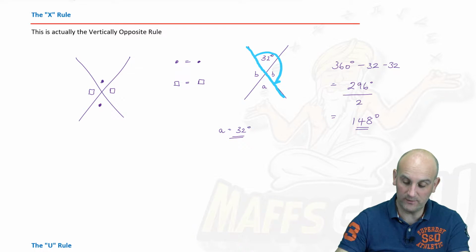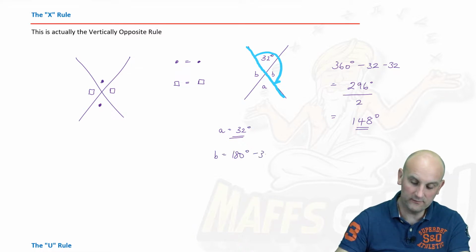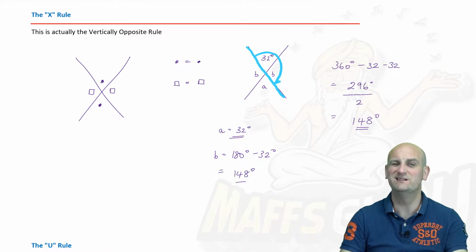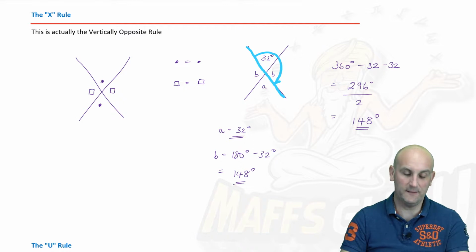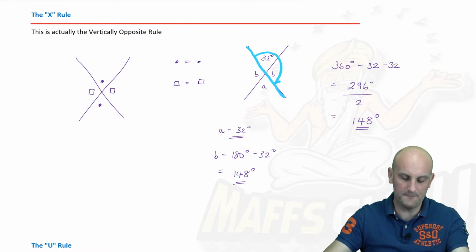So actually, angle B is simply equal to 180 degrees minus 32 degrees, which gives me 148 degrees. Same answer, probably a slightly nicer way of doing it. So there is my X rule. We're done. What about the next one?